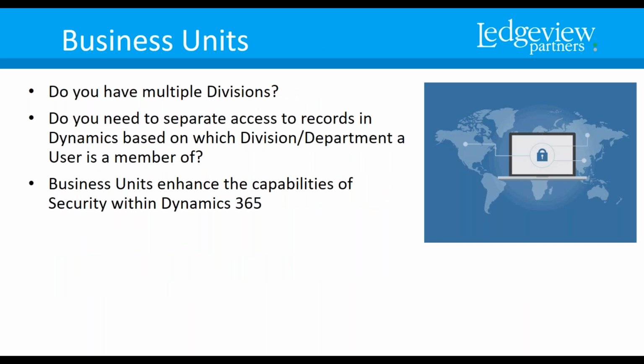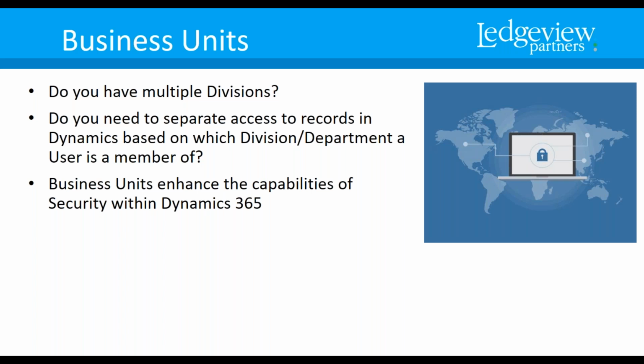Well, how do we get there? Business units. Do you have multiple divisions? Do you need separate access to records in Dynamics based on those divisions and departments? So if a user is a member of one department, should they not be able to access records in a different department? Or even see the information? Okay? Or they can see it but can't edit it.